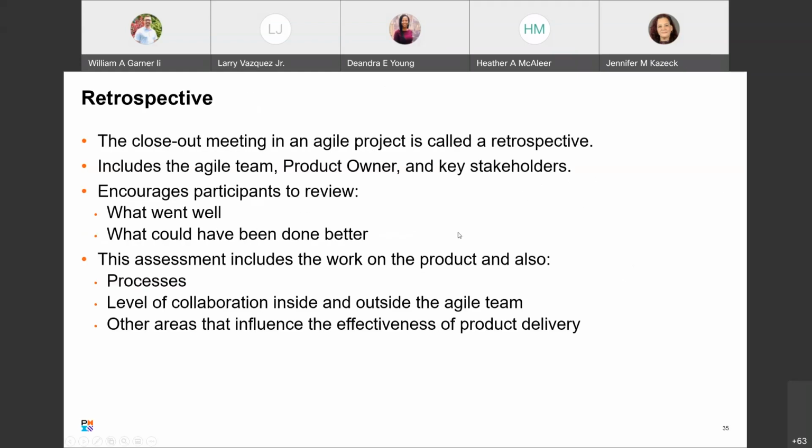So retrospective, the closeout meeting in an Agile project is called a retrospective. It includes the Agile team, the product owner, the key stakeholders. It encourages participants to review what went well, what could have gone better. And the assessment includes the work of the product, the processes, the level of collaboration inside and outside the team, and other areas that influence the effectiveness of product delivery. Is there any more contribution on retrospective, please?